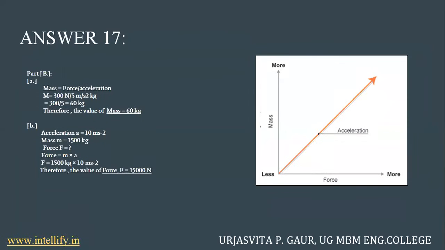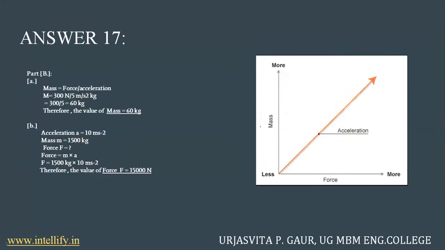In part B, we have to find the change in velocity observed from 10 meter per second to 15 meter per second when a force of 300 newtons is applied on a body. Calculate the mass of the body. So when it says that a change in velocity is observed from 10 meter per second to 15 meter per second, that means this change in velocity is nothing but acceleration.